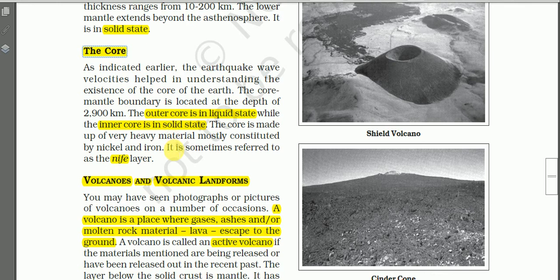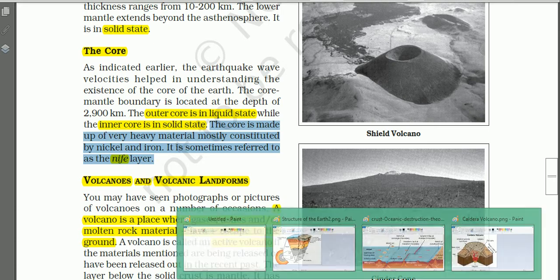Okay, the core mantle boundary is located at a depth of 2,900 kilometers, and the outer core is in liquid state, while the inner core is in solid state. And the core is made up of heavy material mostly constituted by nickel and iron, and it is sometimes referred to as NiFe. Okay, the core mantle boundary is located at a depth of 2,900 kilometers.